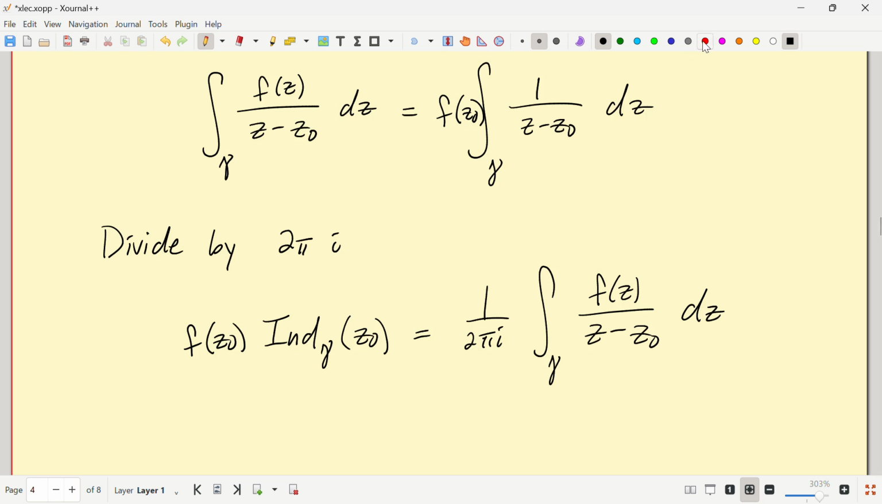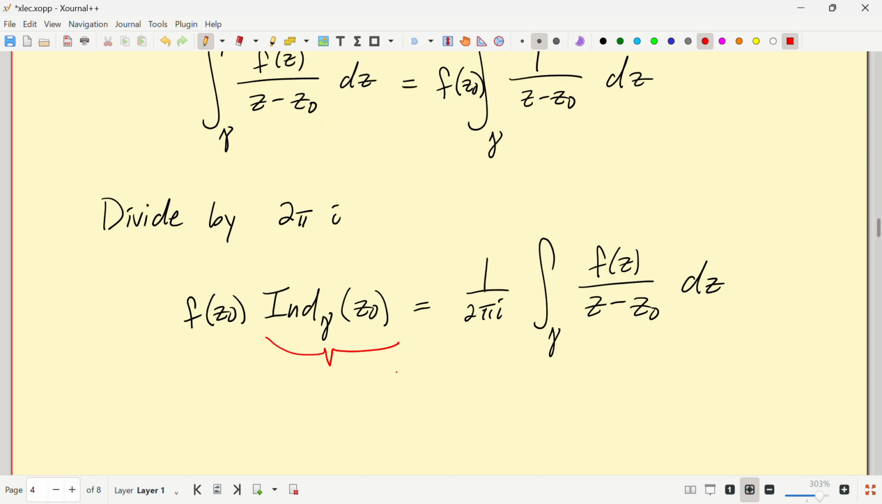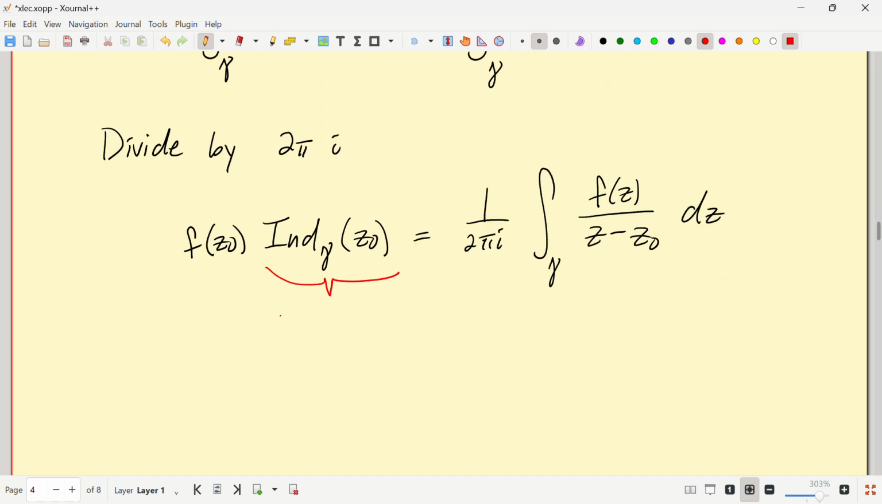So that's the index of a curve. It's also called the winding number. Index or winding number. Don't worry about this today. And it's 1 over 2 pi i, integral of 1 over z minus z naught dz around gamma.